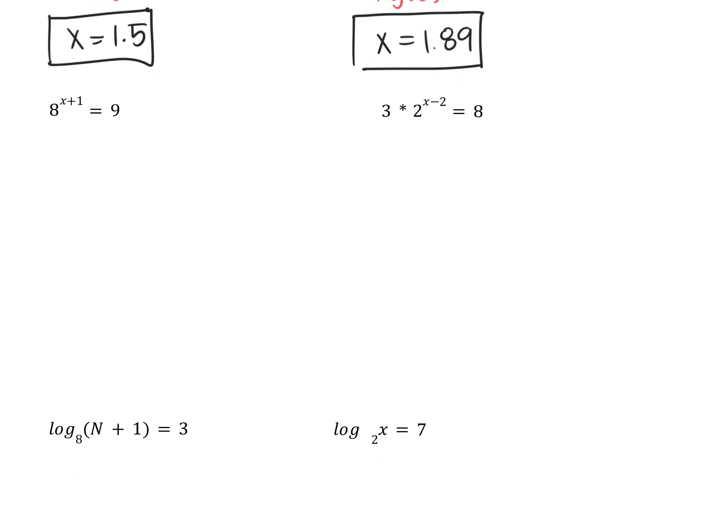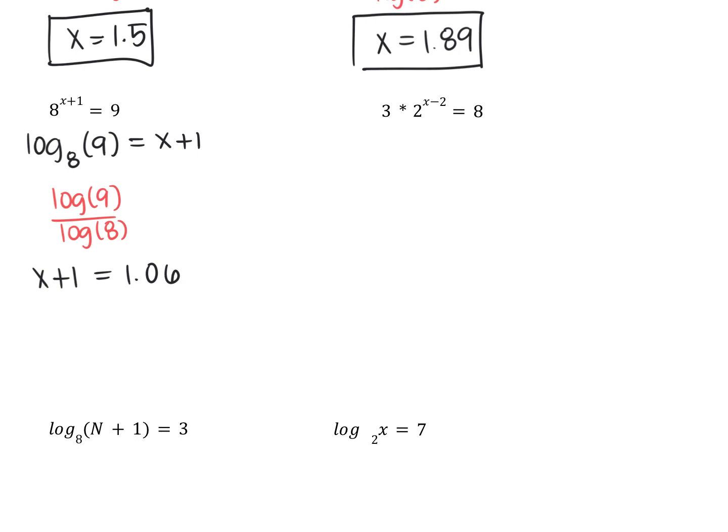Our next example, 8 to the x plus 1 equals 9. When I convert to a logarithm, it's log base 8 of 9 equals x plus 1. In my calculator, we're going to do log 9 divided by log 8, and we're going to end up with x plus 1 equals 1.06. Now I'm not done. In my previous examples, my exponent was just x, but that's not always going to be the case. So in order to solve for x here, we're going to subtract 1 from both sides, and we get that x equals 0.06.